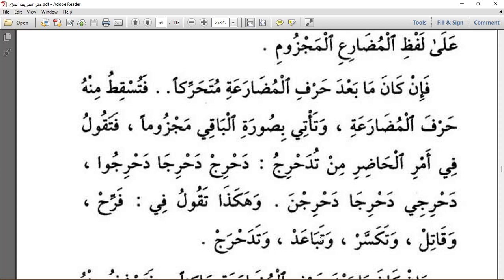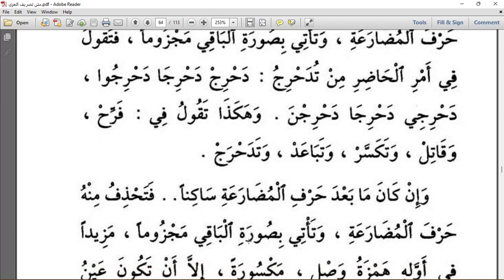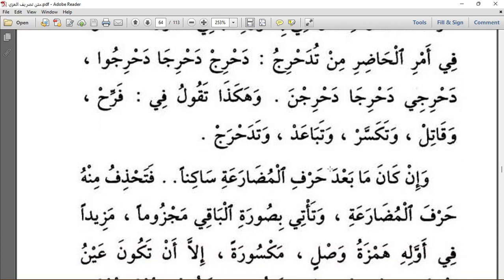Then tataba'adu, we have taba'ad, after removing what? Harful mudara and giving the dal sukun. Same thing happens with tadahraja. So it says: wa in kana ma ba'da harfil mudara'ati sakinan.